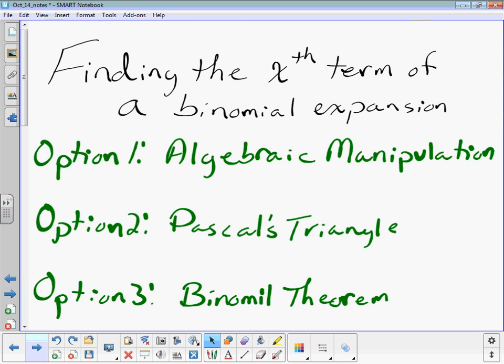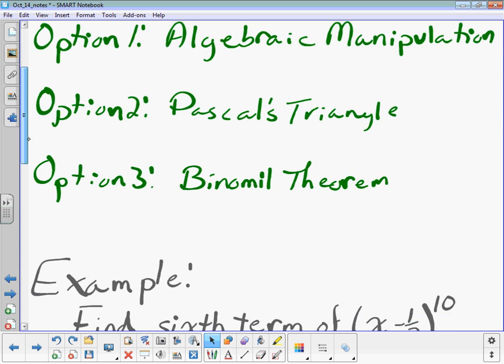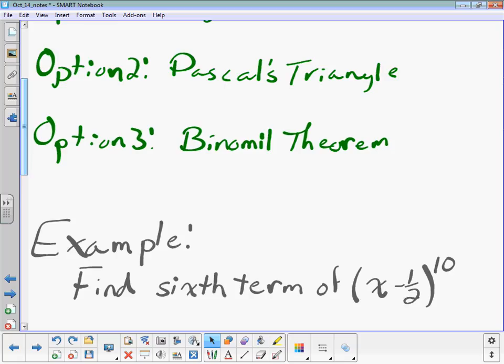The other thing in the assignment is they want you to be able to find the x term of a binomial expansion. An example would be if I gave you x minus 1/2 in parentheses to the 10th power, and I wanted you to find the sixth term. So in that whole sequence, when it's all laid out, which one is in that sixth spot? Because with the 10th power, there are 11 terms, so we're looking for one kind of in the middle.